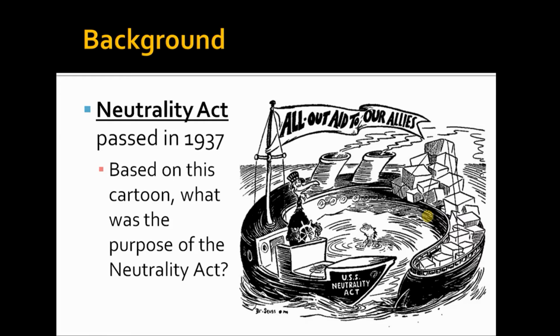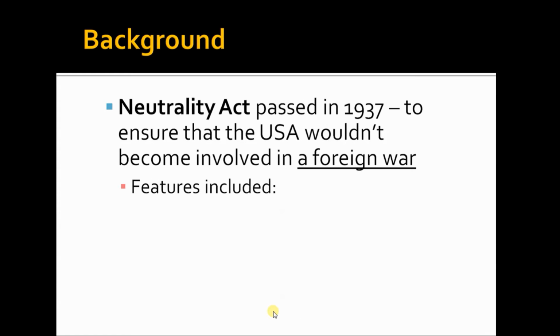Okay, let's talk about Dr. Seuss. You pay attention, he has some really interesting cartoons. We may come across more of them in the course of future lessons. So basically, this Neutrality Act was passed in 1937 to ensure that the US would not become involved in a foreign war, because the US said, let's worry about our own affairs, don't worry about other countries' affairs.